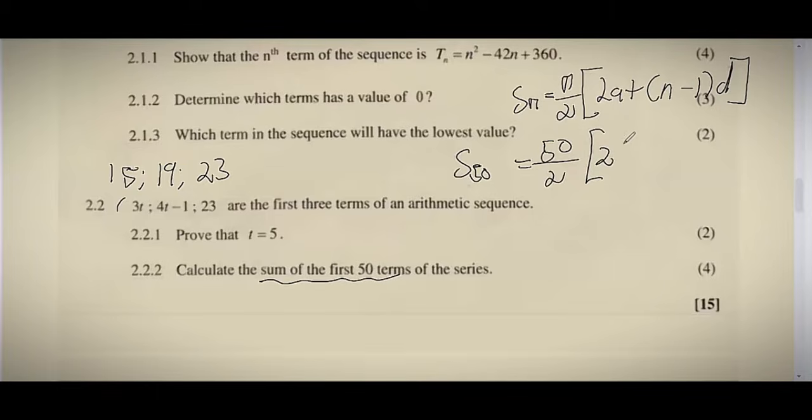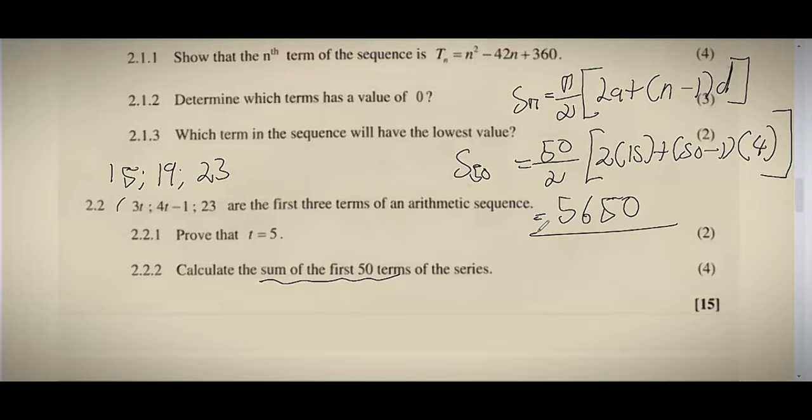Now, our a value is 15, plus 50 here minus 1. Then what is the difference? So to find the difference, that's 19 minus 15, and that's 4. Also 23 minus 19, that's 4. Now punch all this in your calculator to find the sum of the 50 terms. So that was the easiest 4 marks you could get. So that gives us 5,650. Just like that, we have found our solution.